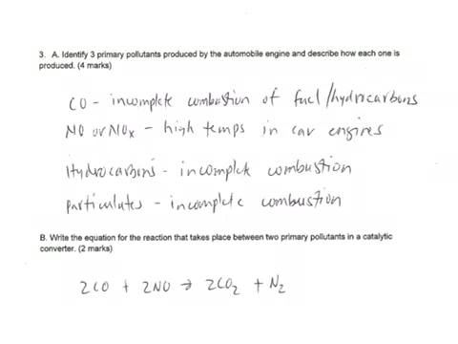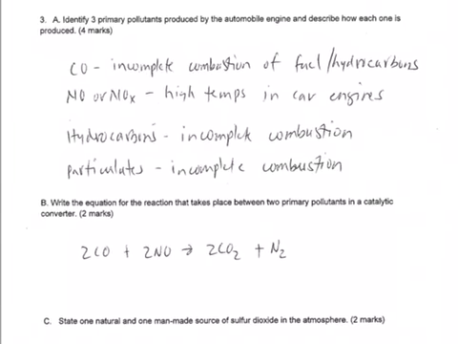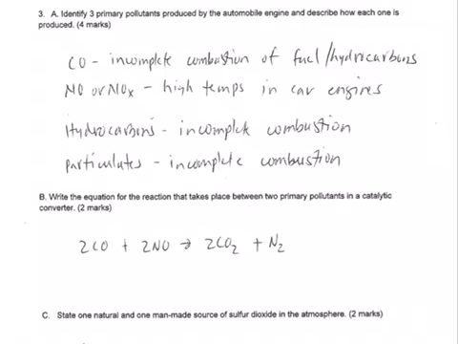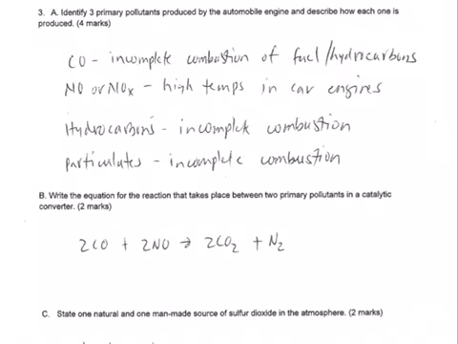Number 3 said identify 3 primary pollutants produced by the automobile engine. So the automobile pollutants are considered the products that aren't part of the natural reaction. So CO2 and H2O, even though they're greenhouse gases, those aren't considered pollutants. Pollutants are byproducts that weren't intended as part of the combustion.